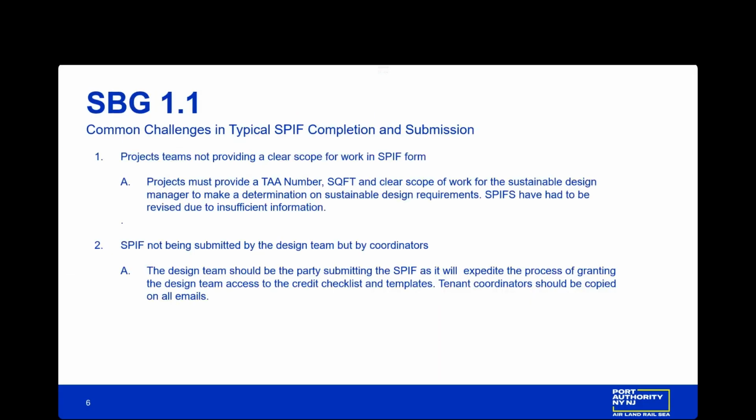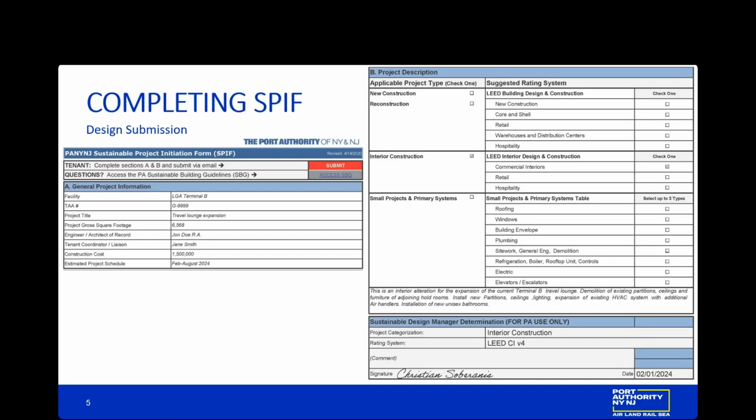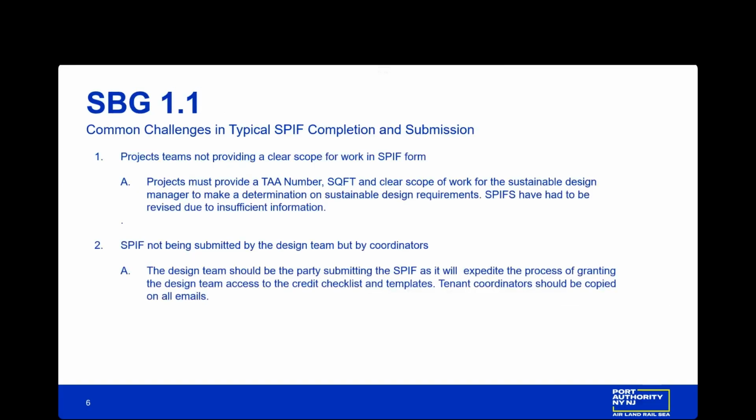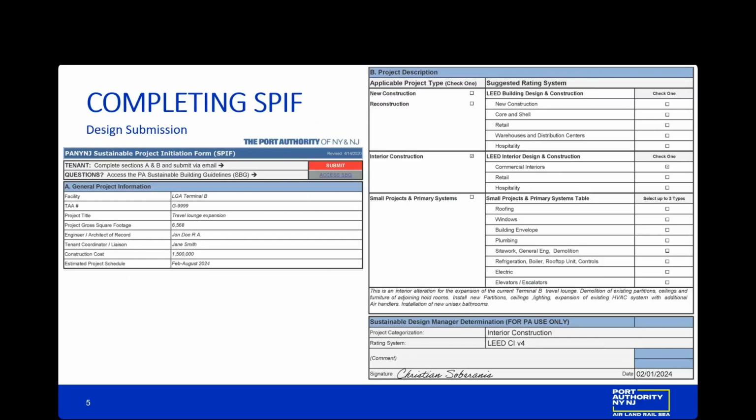A common challenge in filling out the SPIF form is that project teams are not providing a clear scope of work. Let me go back here because this is very important. If you look at the section below the small projects on primary systems, there is a box where the scope of work should be clearly delineated. I gave an example here of a typical scope that we would like to see.